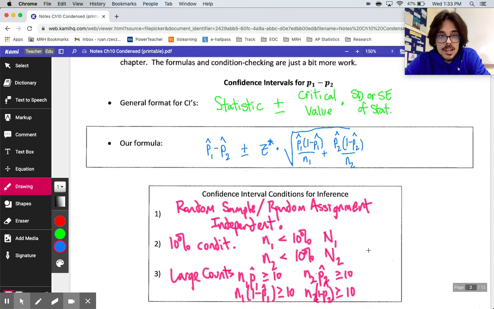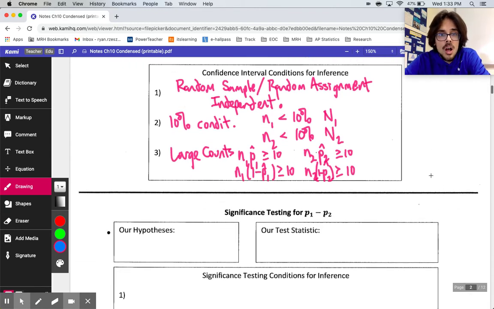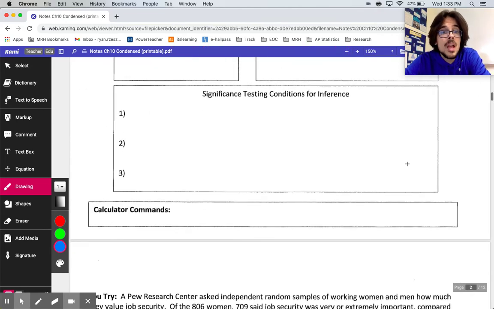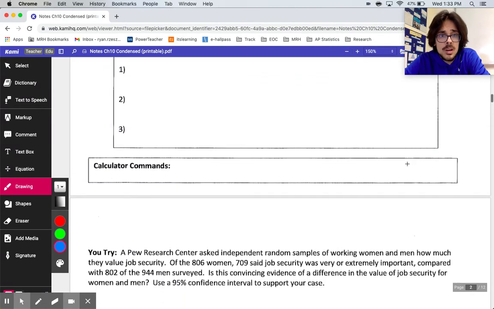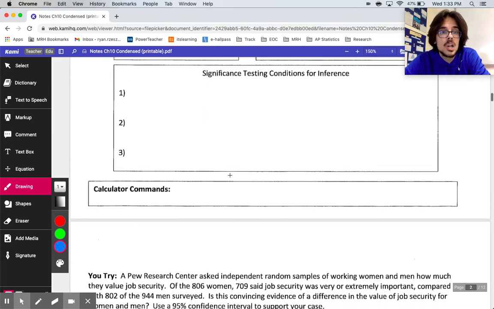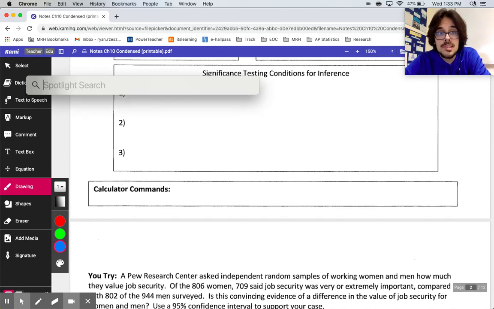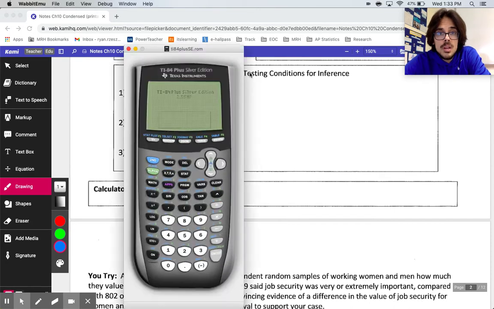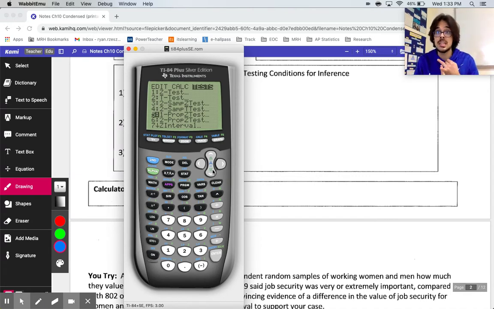All right, so there's my conditions that I've got set up right there. I'm using significance testing in a separate video, so we'll come back to that later on. I want to jump in and do 2 things with you here. At the bottom of this page where I talk about calculator commands, let me show you guys real fast which command you'll be using for this lesson on confidence intervals. You already know that when we're doing problems, so we're stat test right here, when we're doing problems with just a single p, we had the 1 prop z int, and we had the 1 prop z test.